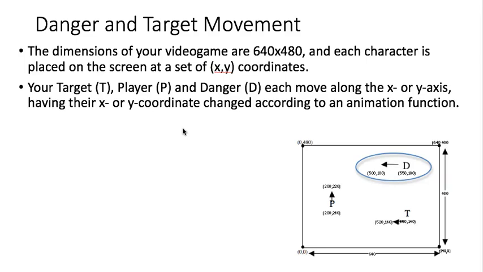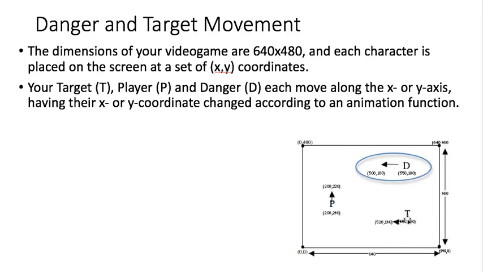So remember, the dimensions of your video game are 640 by 480, and each character is placed on the screen at a set of XY coordinates. So it's 640 wide and 480 tall, right? So you go a little bit in the X direction if you start at the lower left. This is just like a math coordinate system. So your target, player, and danger each move along the X or Y axis, having their X or Y coordinate changed according to an animation function.